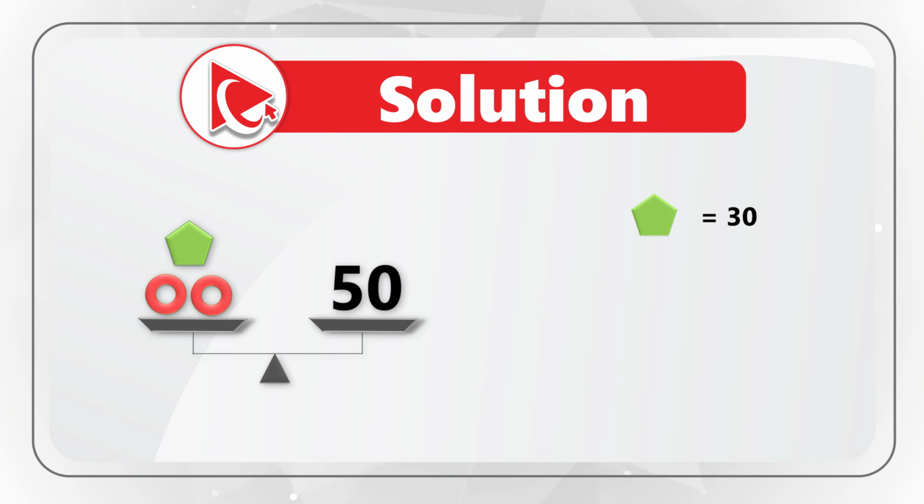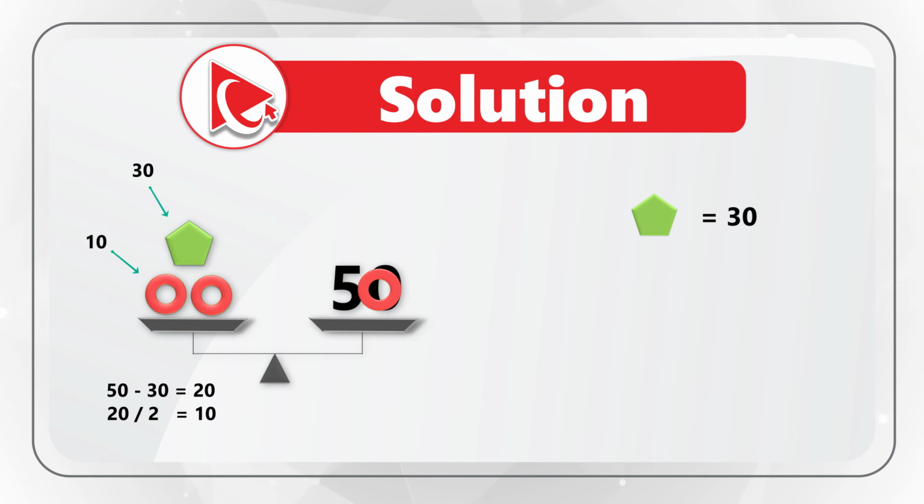50. We already know the value of pentagon, which is 30. All we need to do is divide the remainder of the calculations, 50 minus 30, which equals 20, by 2, because there are 2 bagels, and calculate the value of bagel, which is 10.